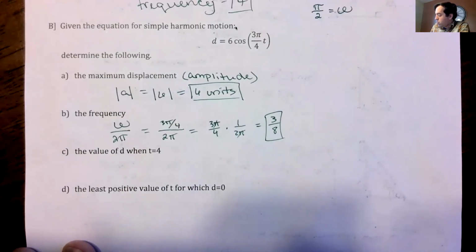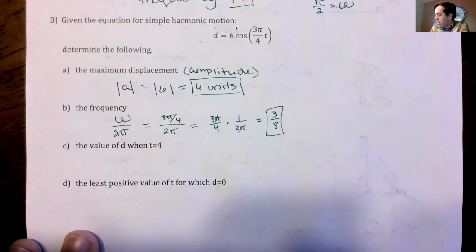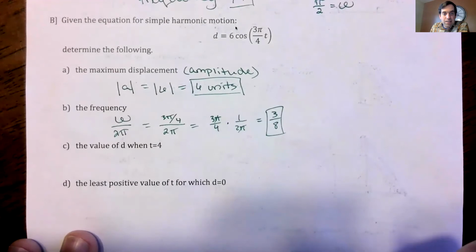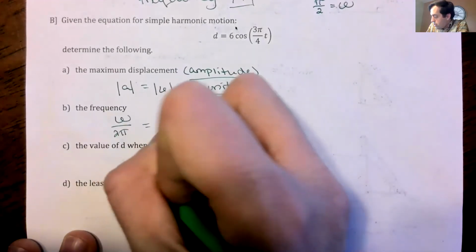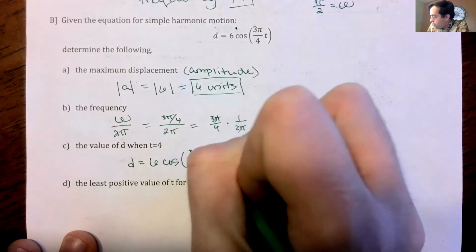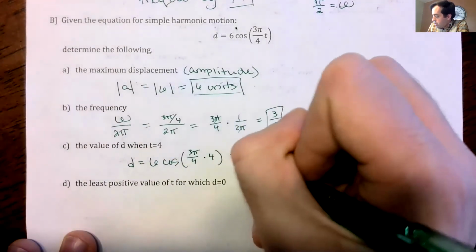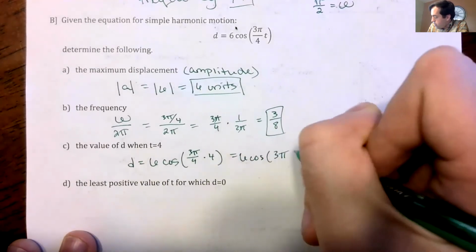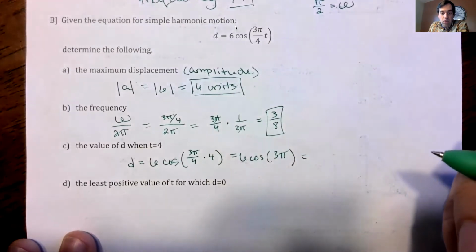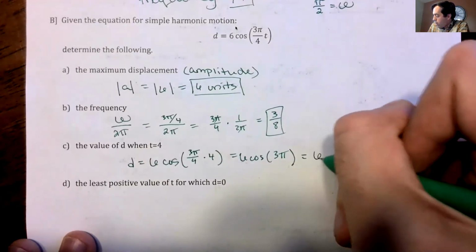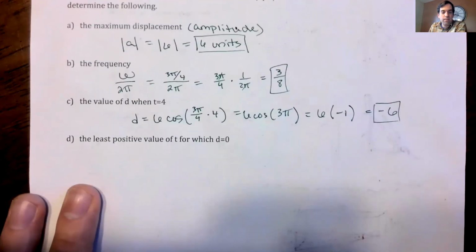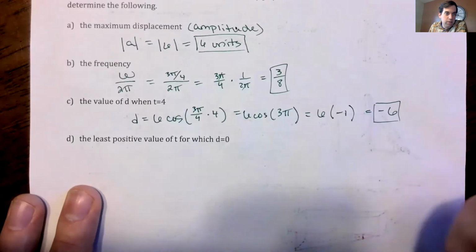The value of D when t equals 4. So for that, we would just straight up plug in 4 for t, figure out what our distance is when time is 4. So we have D equals 6 times cosine of 3 pi over 4 times 4, which is just 6 times the cosine of 3 pi. And the cosine of 3 pi, if we whip out our old friend, the unit circle, would be -1. So we end up with -6, which we could technically write units after.